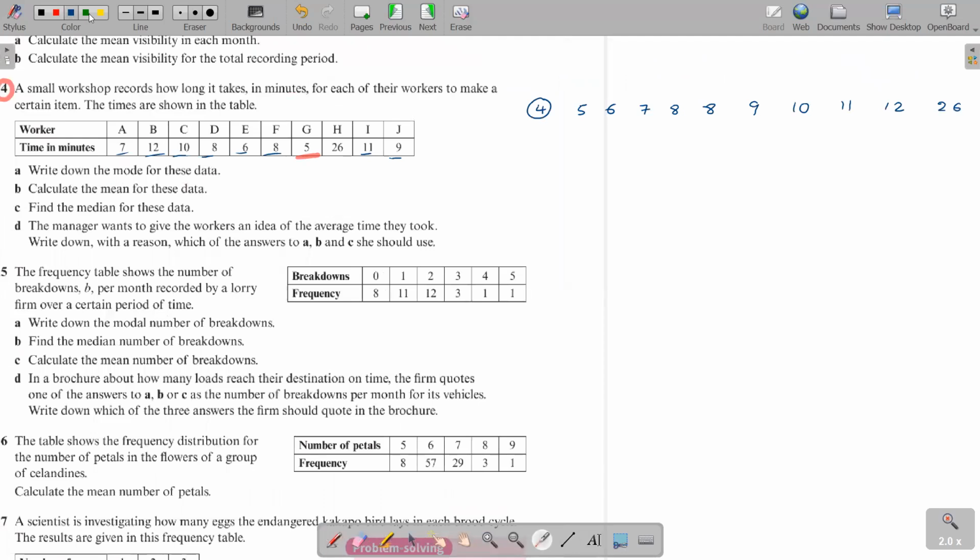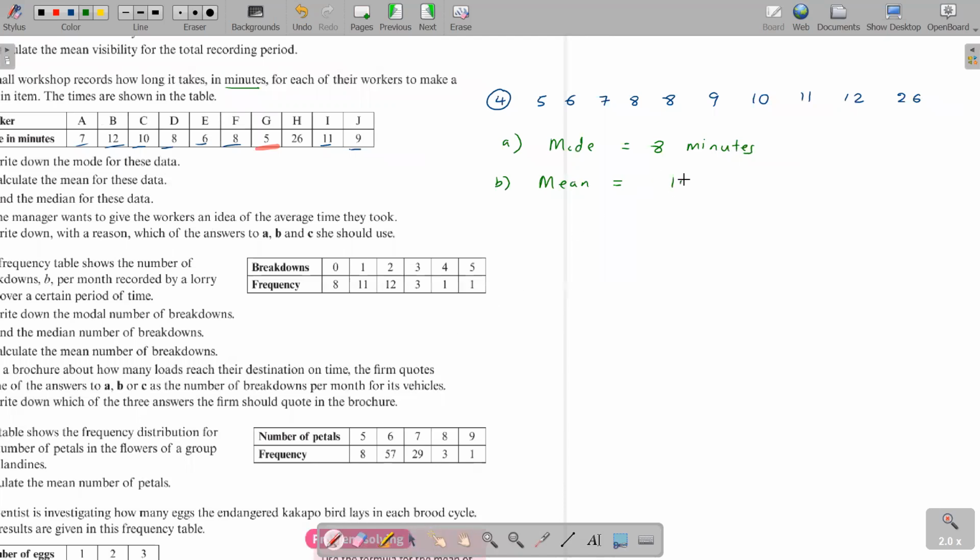So what's happening here? Write down the mode. What's the mode? Mode is 8, and it's 8 minutes. Mean: you have to add all the values and divide by the number of workers. When you add 5, 6, 7, everything, what do you get? 102. Divide by how many people are there here? 10. 102 divided by 10, the answer is 10.2 minutes. So mean is 10.2.